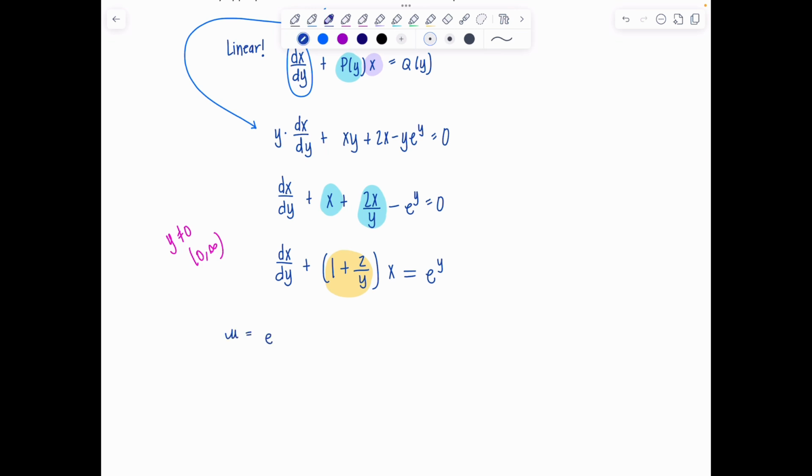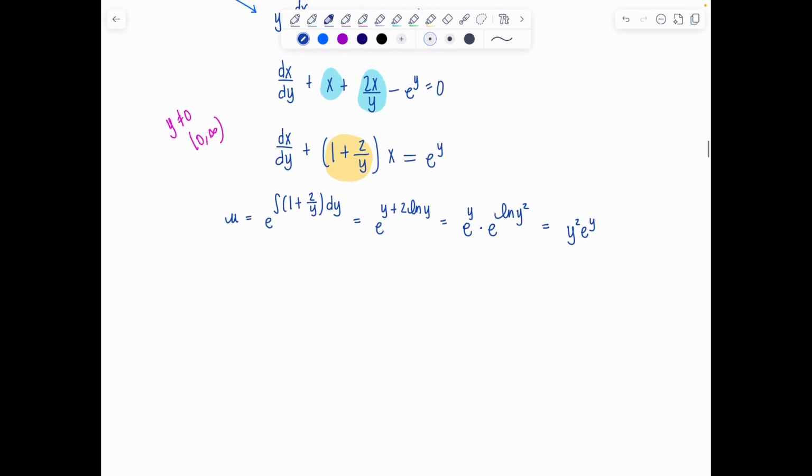In this case, it's going to be e raised to the integral of 1 plus 2 over y dy. So that's going to be e raised to the y plus 2 ln y. I don't need to put absolute value of y because what did we just say? We're on the interval from 0 to infinity. Oh, perfect. And then, time to use our exponent properties. e to the y times e to the ln of y squared. Yep. And then that's going to give us y squared e to the y. So that's our integrating factor.